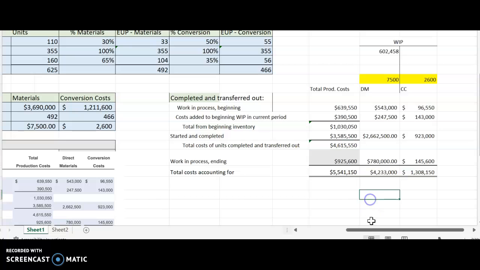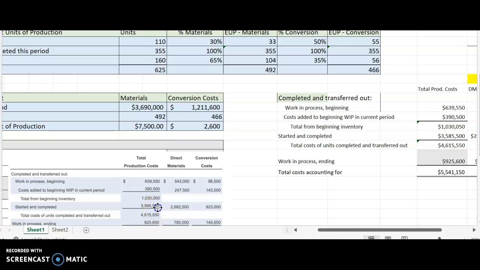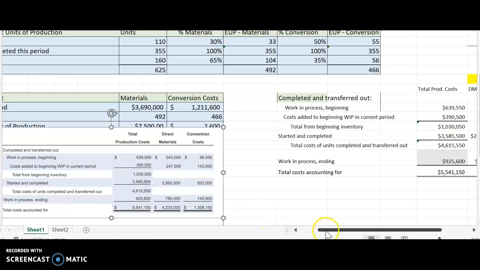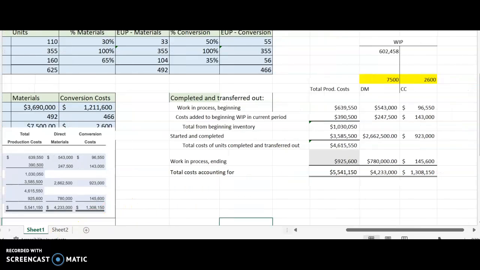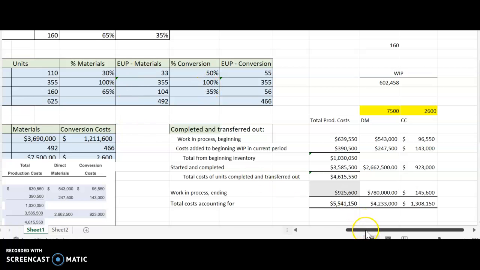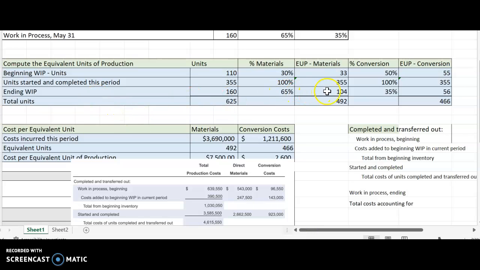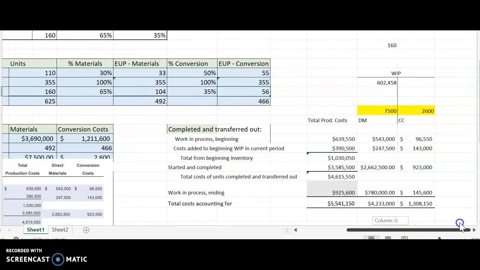All right. Then you're going to have your ending WIP. So you go back up here to see your equivalent units for materials. Let me see if I can scroll up. Your ending WIP for materials is 104 equivalent units and 56 for conversion cost units.